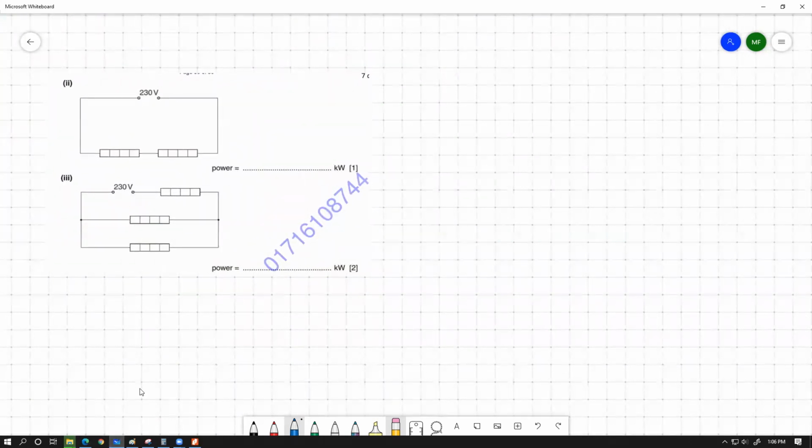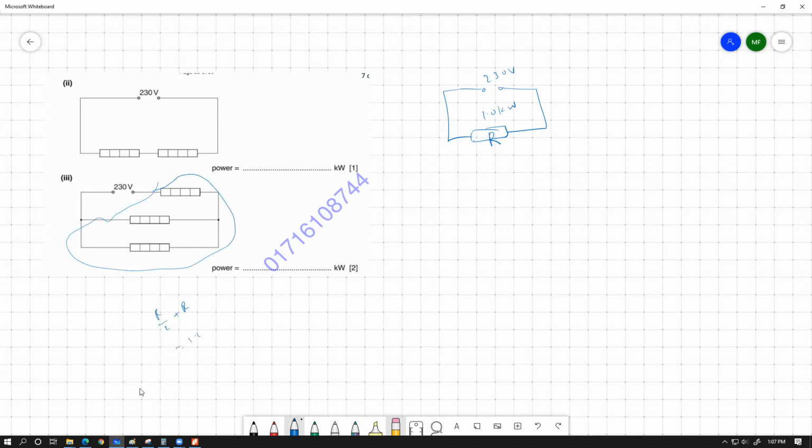The basic idea is, if we had a 230 volt supply connected with one of the heating elements, this one would have a power of 1.0 kilowatt. That was the basic case. So assuming the resistance of this resistor is R, what will be the combined resistance of this whole combination? R by 2 plus R, which means 1.5 R. Right?